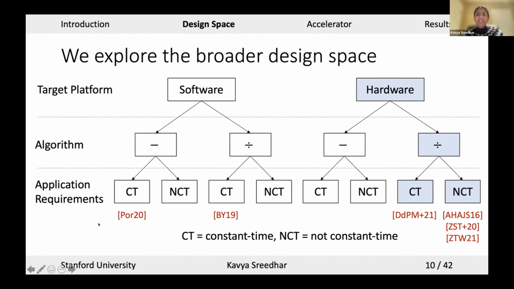And we find that in contrast to all prior hardware works, it's actually better for performance to use iterative subtraction instead of iterative division. And we further provide a unified hardware unit that is capable of being configured for constant time or non-constant time execution. And this is advantageous because you can do both of these operations with one ASIC, and ASICs tend to be expensive.